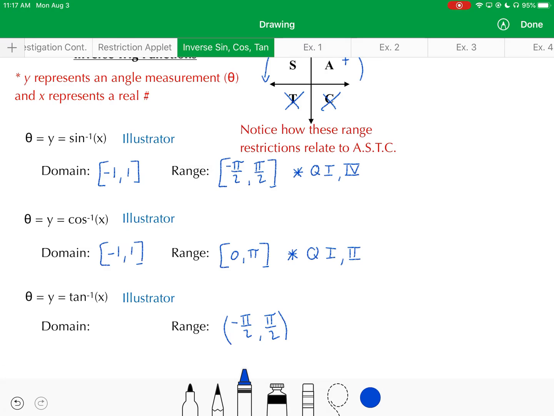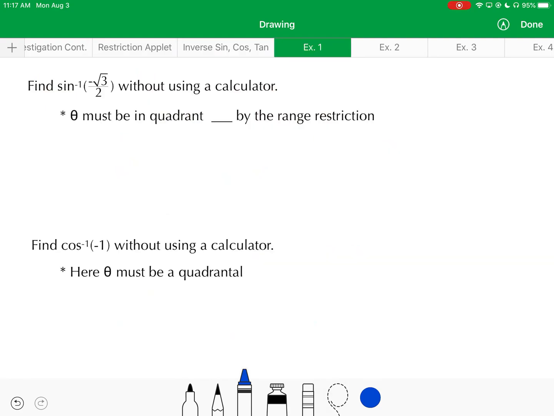Now, domain is all real numbers for the inverse tangent function because the original tangent function has a range of all real numbers, okay? So in terms of quadrants that inverse tangent can be in, just like the inverse sine function, it's quadrants 1 and 4. You just can't be on the quadrantals of negative pi over 2 and positive pi over 2. Okay, so now let's run through some examples, okay?